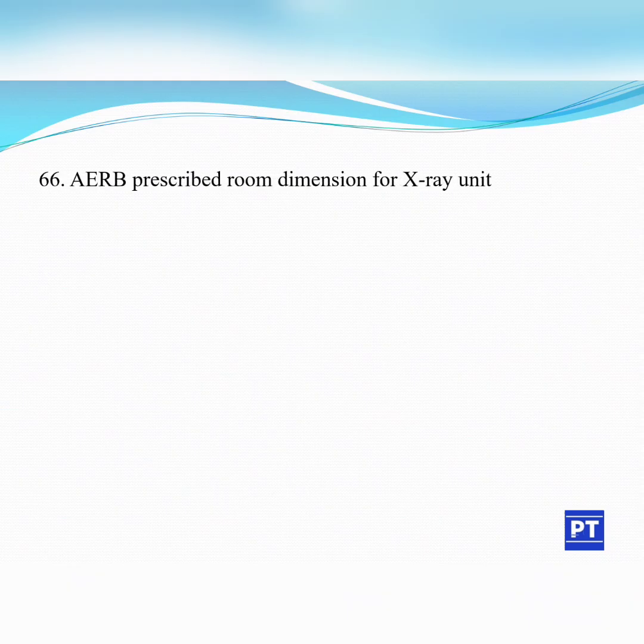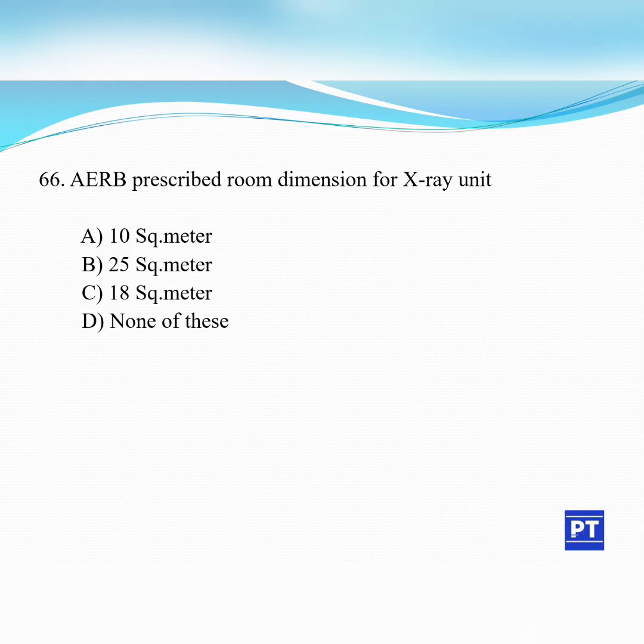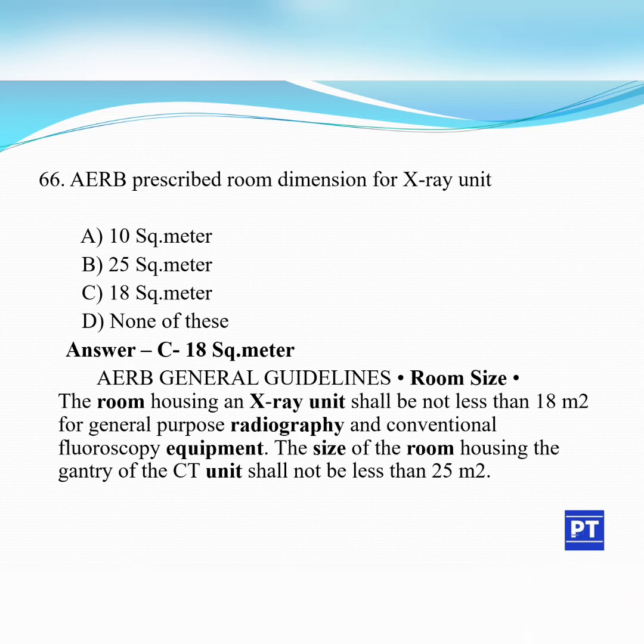Question number 66. AERB prescribed room dimension for X-ray unit. AERB is Atomic Energy Regulatory Board. Option A 10 meters square, option B 25 meters square, option C 18 meters square and option D none of these. The answer is option C 18 meters square.